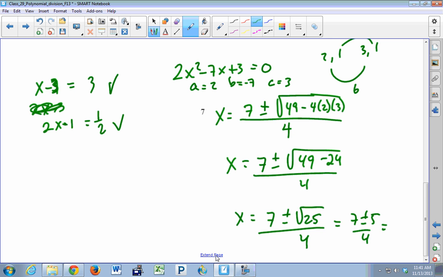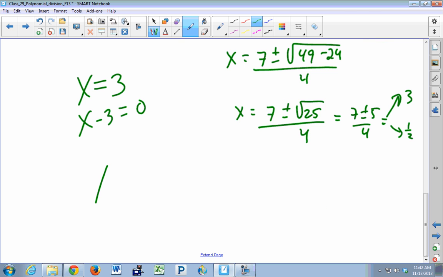7 plus 5 is 12 over 4. One of my answers is 3. 7 minus 5 is 2. 2 divided by 4 is 1/2. Okay. So x equals 3 is one of my zeros of the function, solutions to the equation, also known as root. And to go back to your factor, you have to set this equal to 0. So you would subtract 3 from both sides. Voila, there's one of your factors. Your other solution is 1/2.